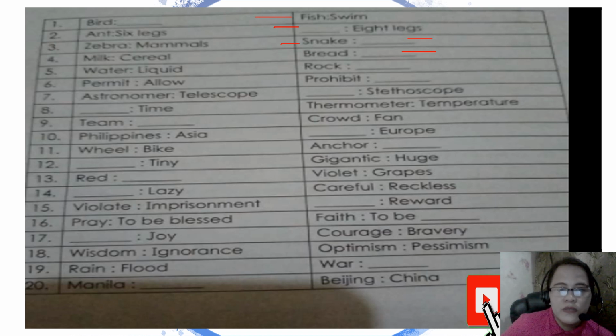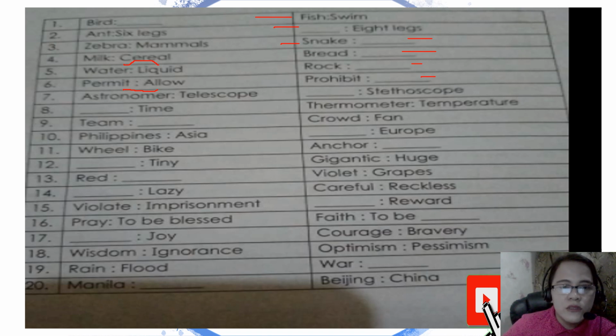Ang water daw ay liquid. Yan ang kanyang category, liquid. Ano naman ang rock? What kind of matter is a rock? Permit is to allow. Permit, payagan. Allow, payagan din. Ito yung tinatawag na synonym sa word analogy type. Prohibit, ibig sabihin ay bawalan. Ano kaya ang katumbas na salita ng prohibit in English?